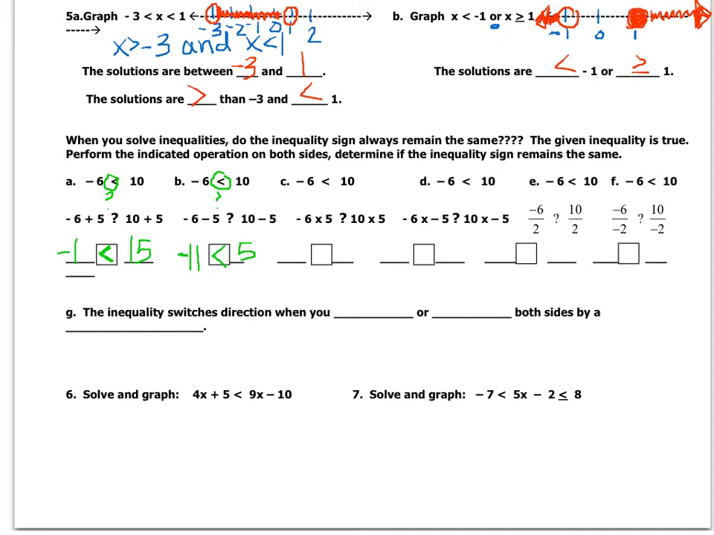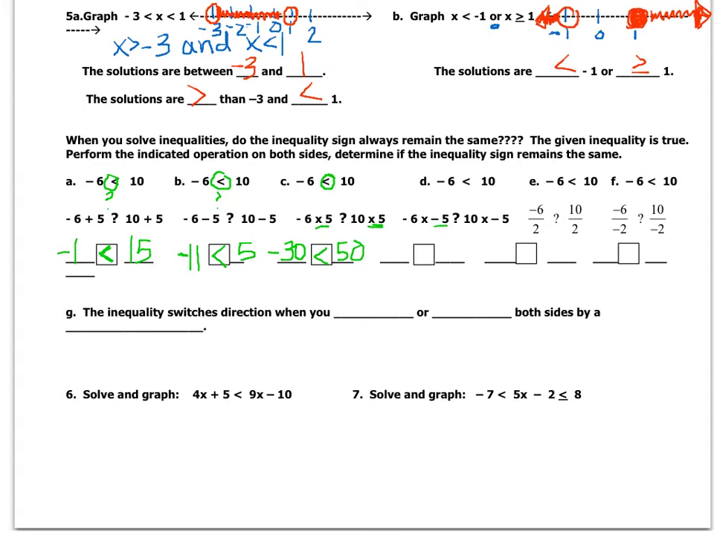For C, we're going to multiply both sides by 5 here. So -6 times 5 is -30. 10 times 5 is 50. Our sign up here is less than. Is -30 less than 50? Yep. So the sign did not change when I multiplied by a positive 5.